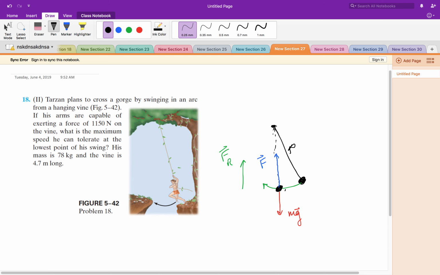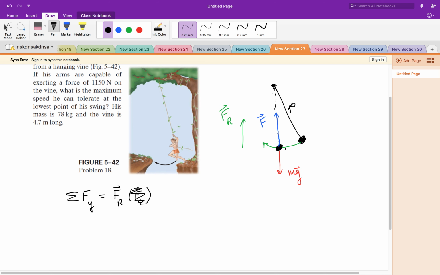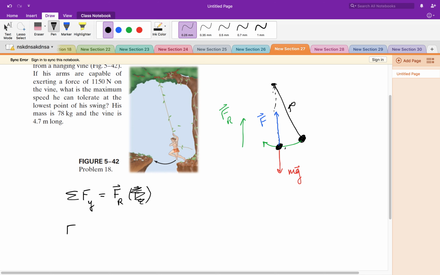So if we go ahead and apply Newton's second law, the sum of the forces, we'll call this the y direction since we're looking at things vertically, is equal to the radial force, or the centripetal force. You can call it Fc if you want, same thing, but we'll leave it as radial force for the moment. What points up? The force that he applies, minus the weight, because that's the tug of war, and that equals mv squared over r.